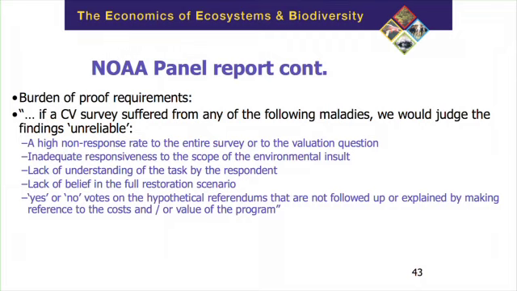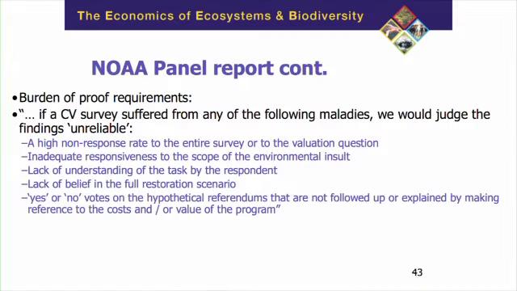You need to do a scope test. So you need to say, here's one level of environmental change, and ask one subsample that. And you give another subsample a bigger change. And you need to demonstrate that people are willing to pay more for a bigger change than a smaller change. By demonstrating scope effects, it allows you to demonstrate that people are thinking about the level of environmental change. You need to demonstrate people understand the task. You need to demonstrate that people really believe that this environmental change will happen. And you need to have follow-up questions, and reject protest bids and all that kind of thing.